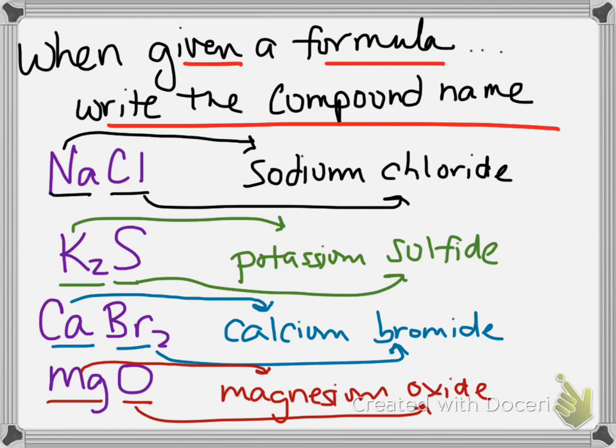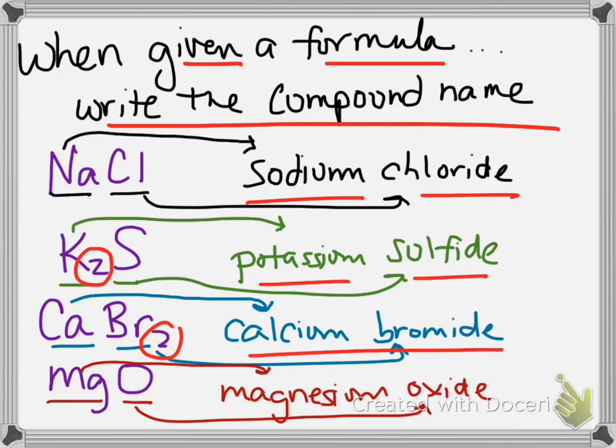An important thing to notice, it doesn't matter what the subscript is. We don't care that there are two potassiums for every one sulfide. We don't care that there are two bromines for every calcium. If it is an ionic compound, we simply give the names of the ions, and that's the name of the compound: sodium chloride, potassium sulfide, calcium bromide, and magnesium oxide.